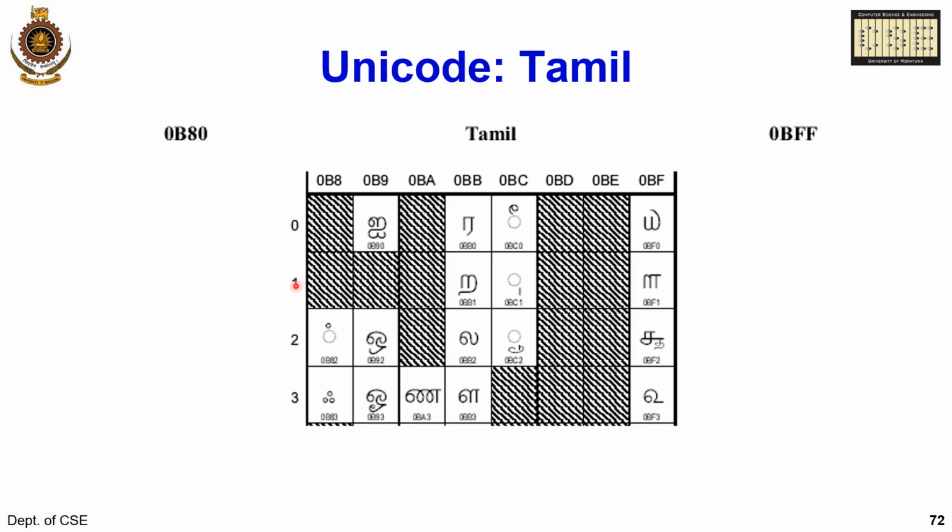Similarly, let's look at a couple of examples. The letter R is in column 0BB, row 0, so the code is 0BB0 for R. Similarly, for L, it's 0BB2: column 0BB and row 2. So like that, for various writing systems, we have the Unicode allocations. There's a range allocated for these languages, along with some empty slots for any potential new symbols for that particular language.